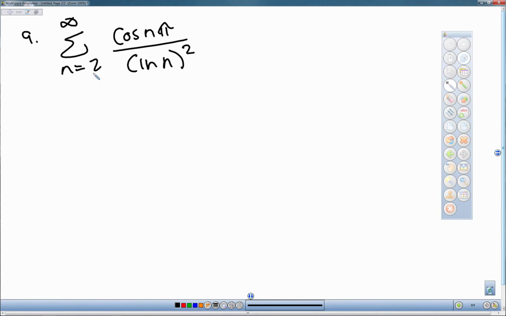So this is a series that starts at 2. Similar to the last one, if we had started at 1, that would have given us a 0 in the denominator, and we know that's a no bueno. So let's see what this looks like in terms of our first few terms. For n equals 2, the cosine of 2 pi is just 1, and then the natural log of 2 squared. All right, let's see what happens next.